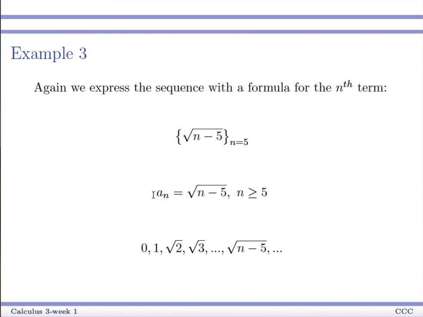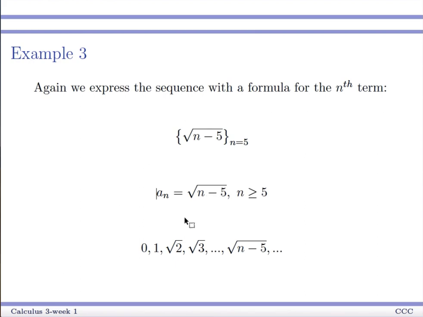So again, here, if I'm just telling my reader in general what a term looks like, I'm going to tell my reader the formula for my term, which is a sub n is equal to the square root of n minus 5. And then I need to tell my reader how we're changing the index. So my index is for any n greater than or equal to 5. And again, go ahead and plug in 5.